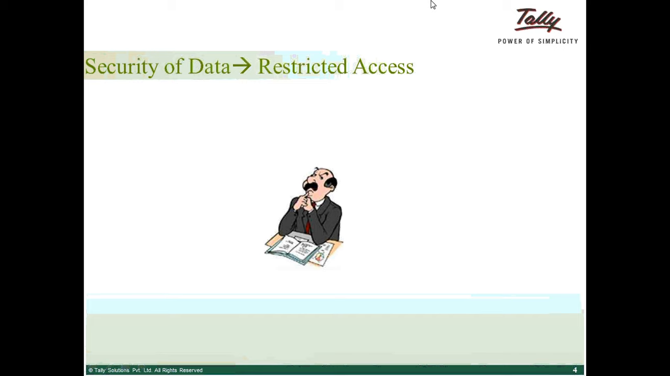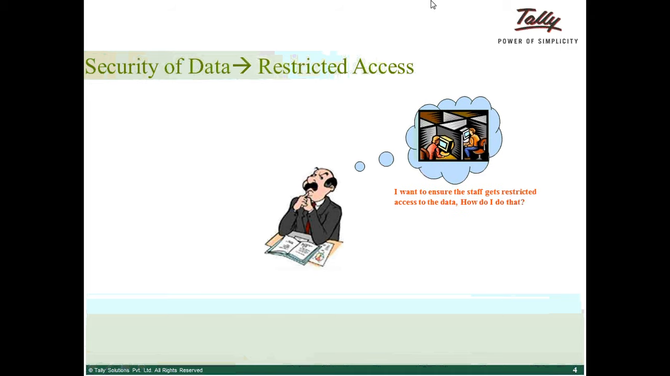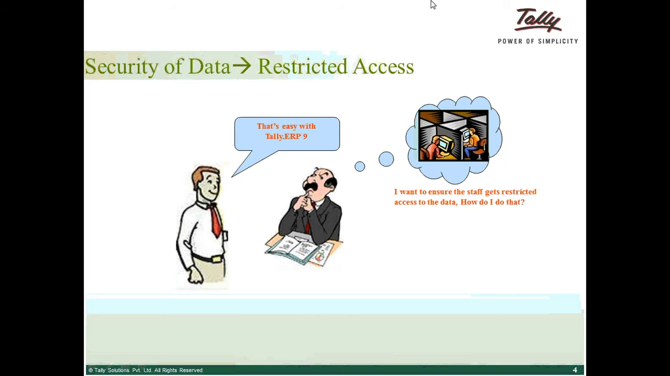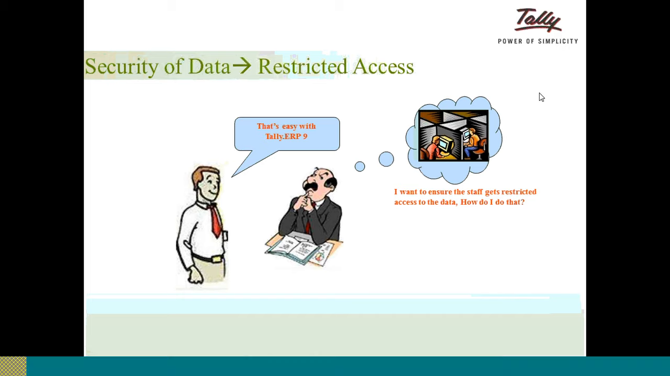So now we see the product. So here is a proprietor and he wants to ensure the staff get restricted access to the data. So how do I do that? And this process is very simple in Tally.ERP 9.